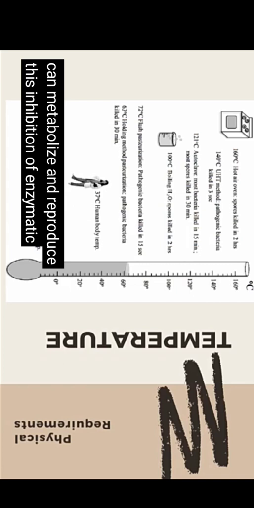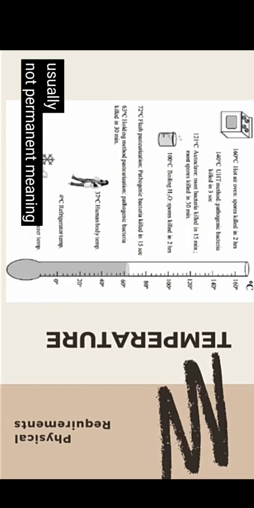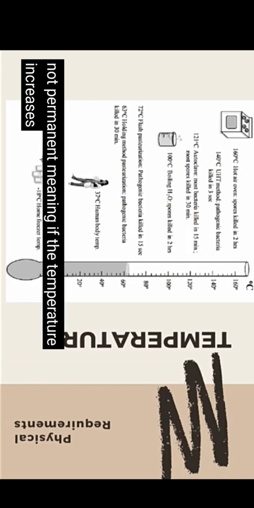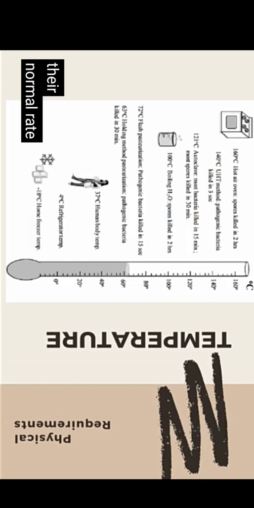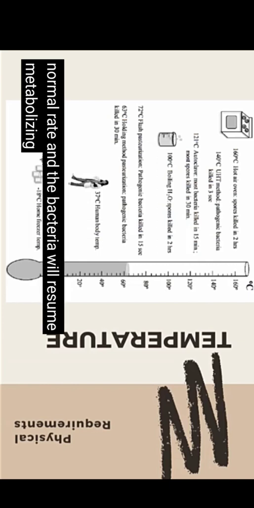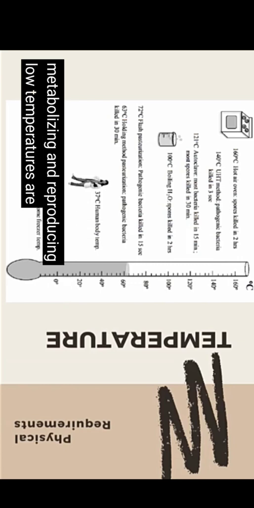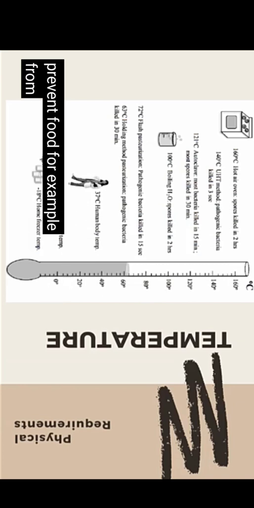This inhibition of enzymatic activity is usually not permanent, meaning if the temperature increases, the enzymes can function at their normal rate, and the bacteria will resume metabolizing and reproducing. Low temperatures are commonly used to prevent food, for example, from spoiling.